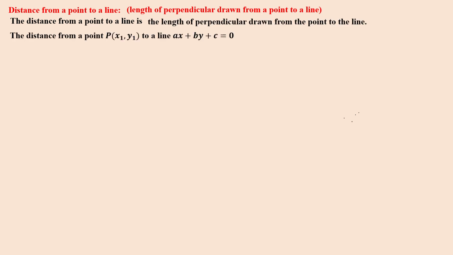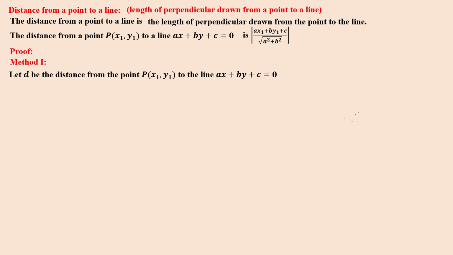The distance from a point P(x1, y1) to the line ax + by + c = 0 is modulus of (ax1 + by1 + c) divided by the root of (a square + b square). We'll see the proof. Method 1: let small d be the distance from the point P(x1, y1) to the line ax + by + c = 0.